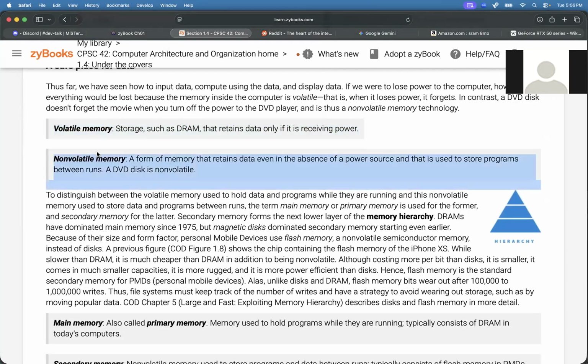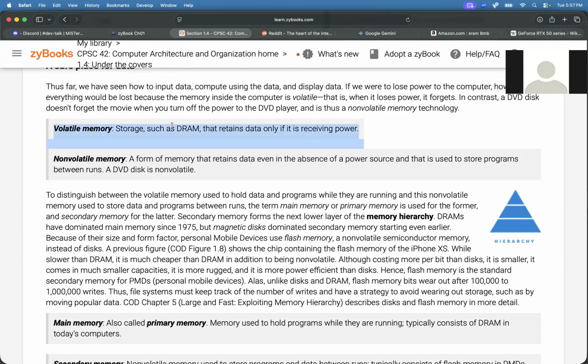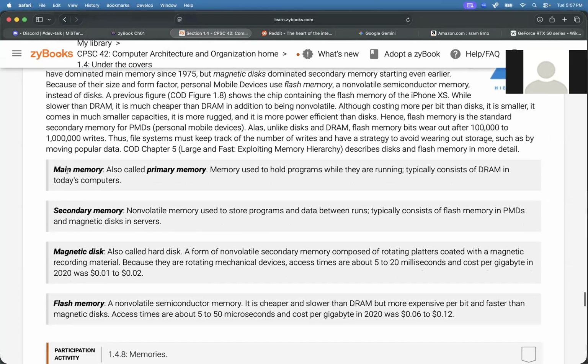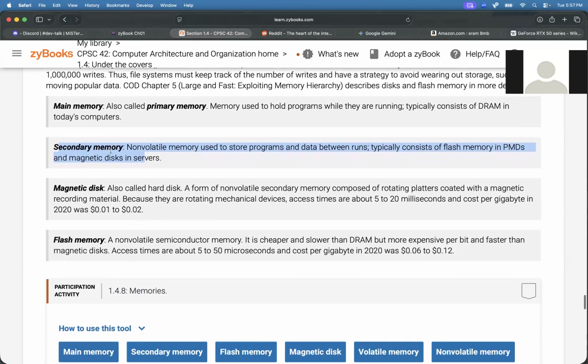Volatile versus non-volatile memory. Volatile is like when you turn the power off, what happens? If you turn off the power on your computer, everything that was in RAM is gone. That's volatile. But if you turn off your computer, you keep what's on your hard drive, right? So that's non-volatile. Main memory could be called primary memory. Secondary memory could be like disks. Magnetic disk could be like a hard disk or other things. Flash memory, you're probably very familiar with at this point.